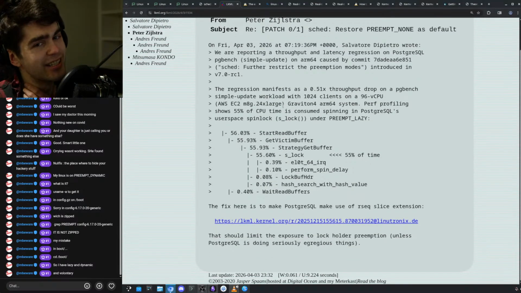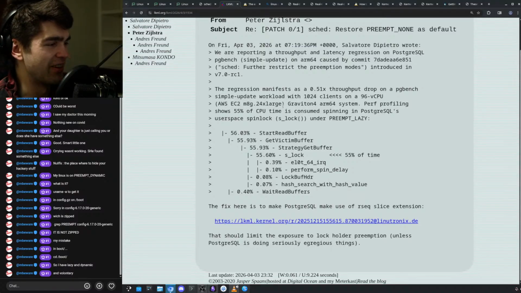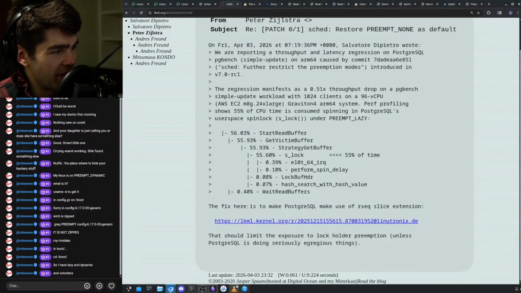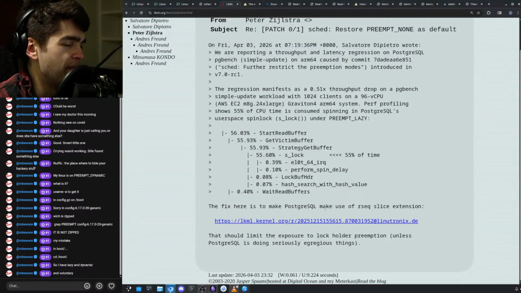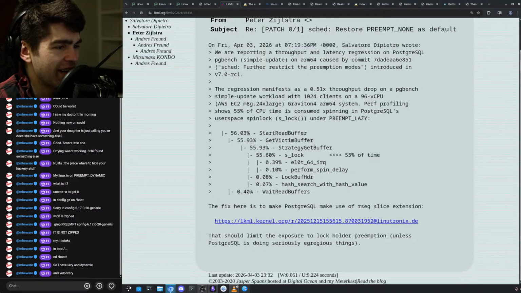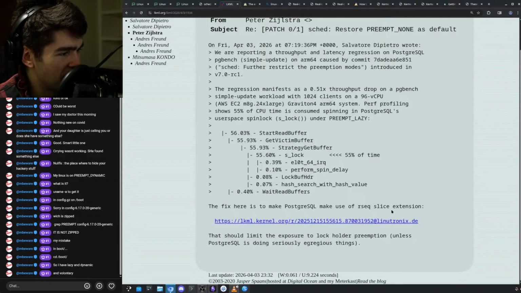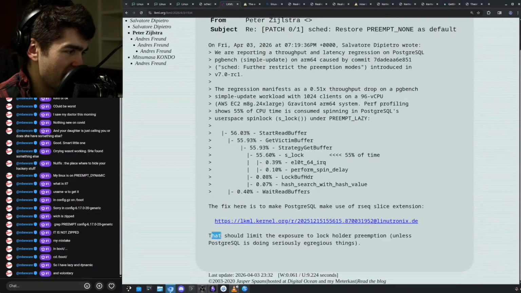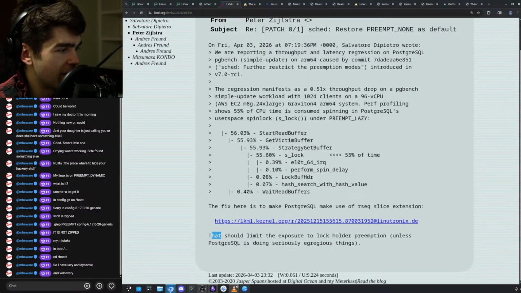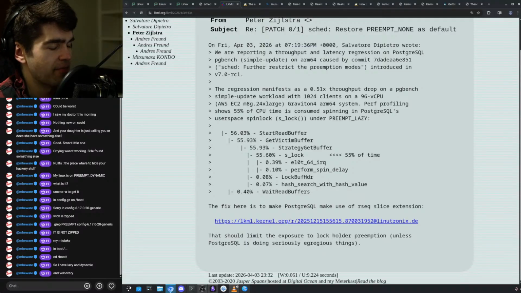This is a little bit of an unhinged answer. The fix here is to make PostgreSQL make use of rseq slice extension. Now, let's just finish. That should limit the exposure to the lock holder preemption unless PostgreSQL is doing something seriously egregious.